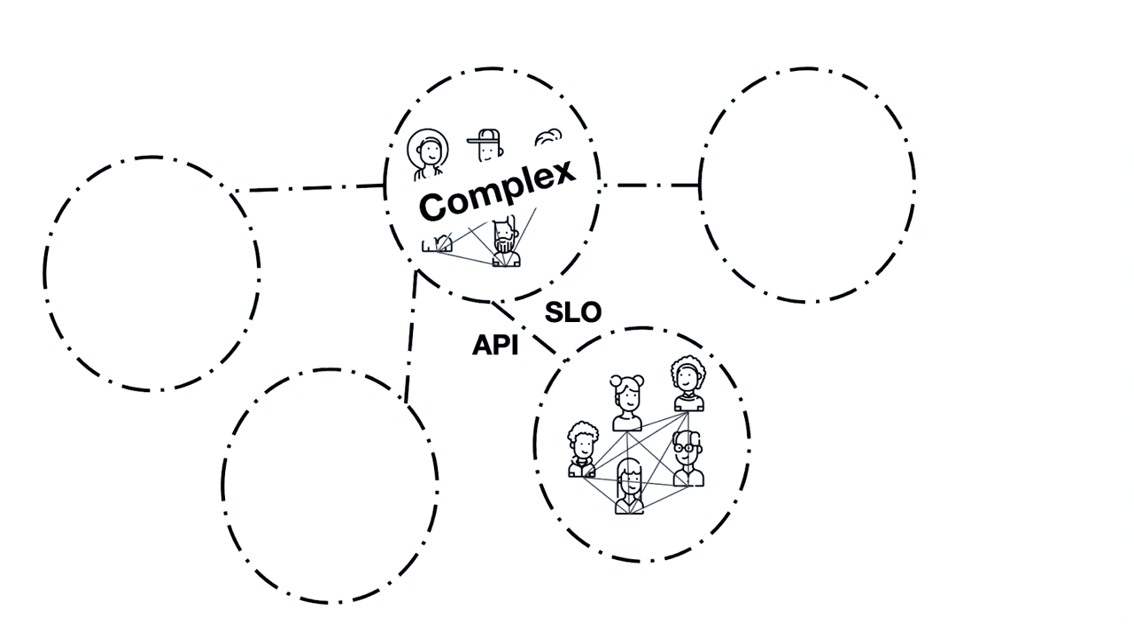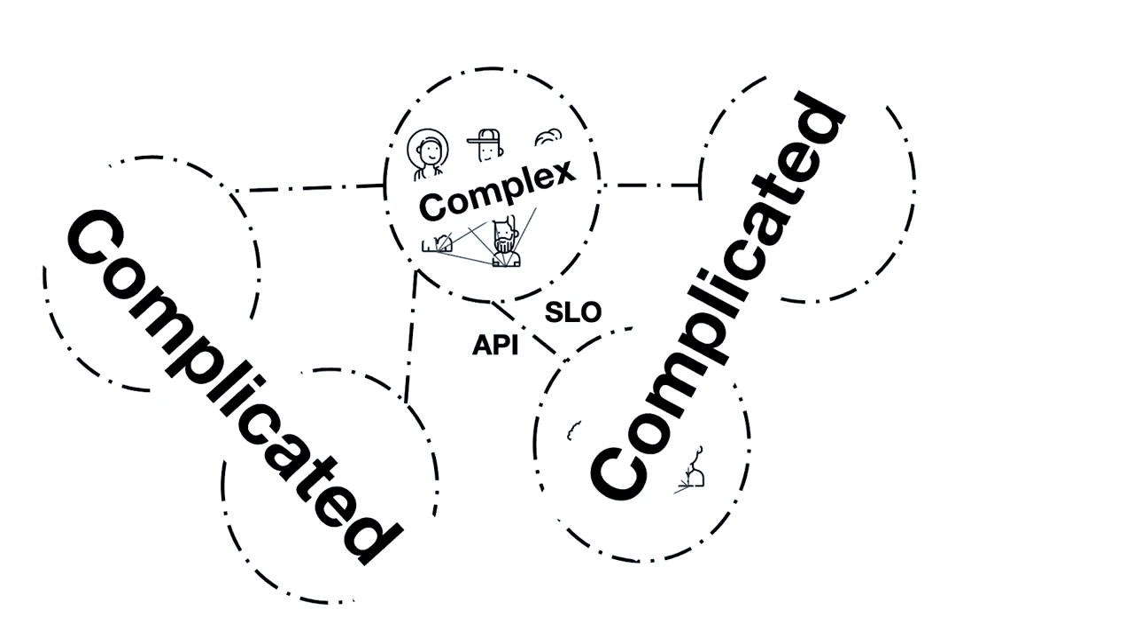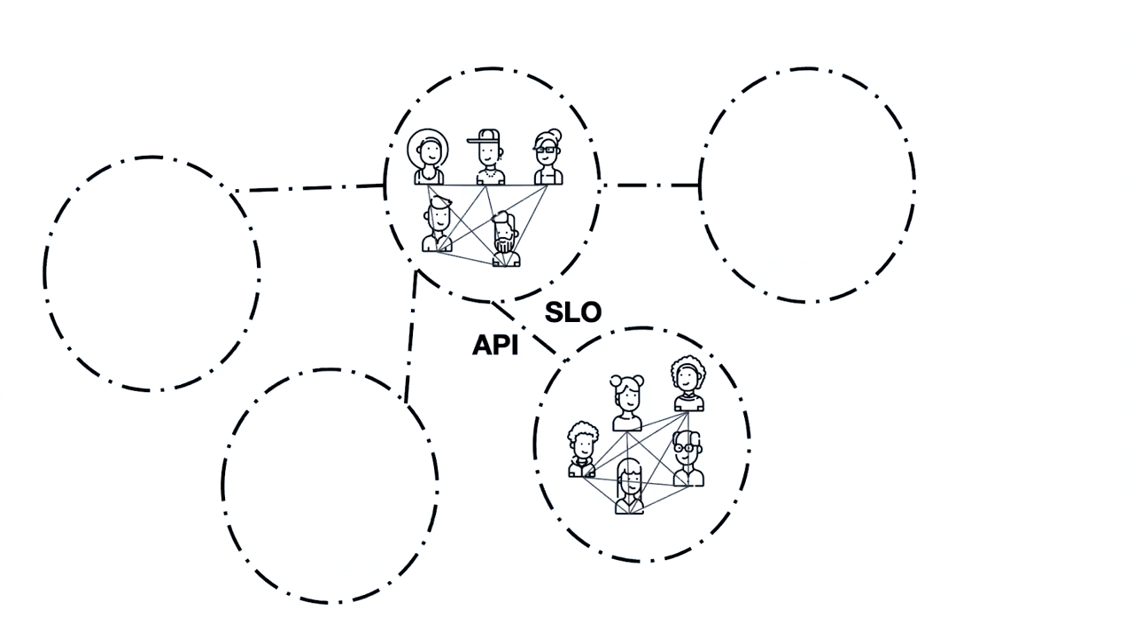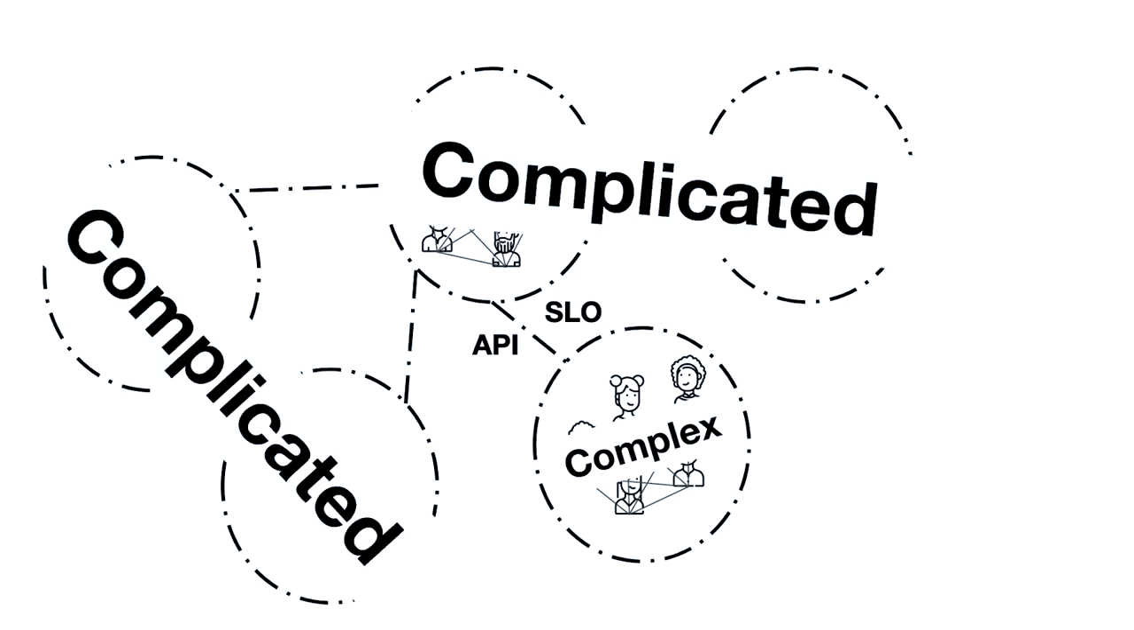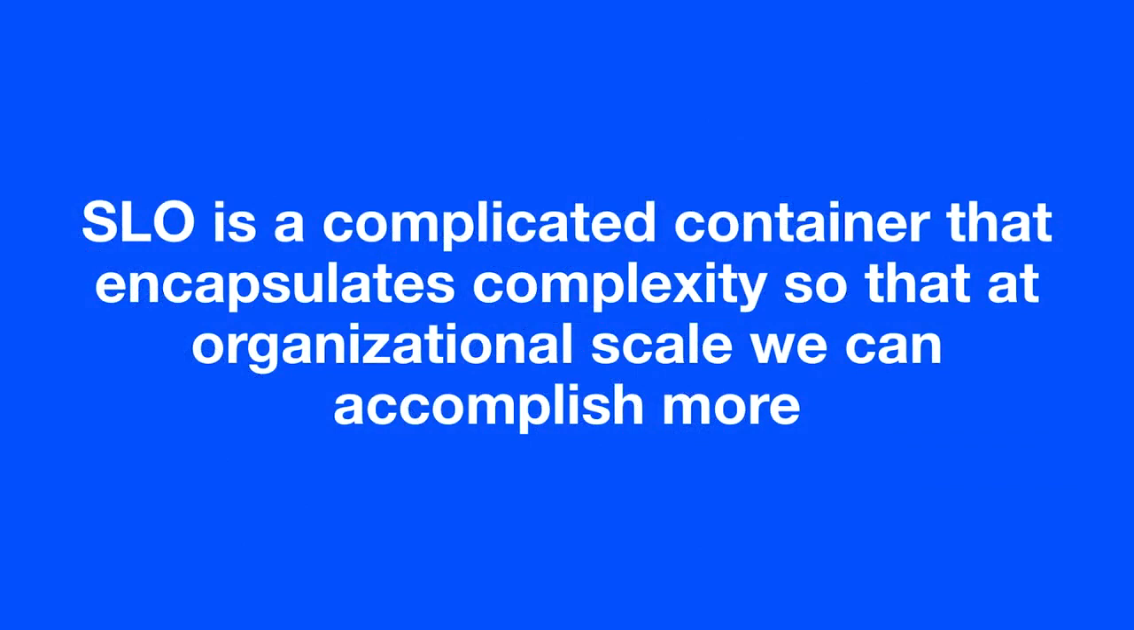Across the 2 circles on the left side and the 2 on the right appear 2 copies of the word complicated. I can treat all my dependencies behind API and SLO abstraction as complicated. And this is because there are people on those teams dealing with their complexity. Within the lower right circle appears the word complex. And they can treat all their dependents behind API and SLO abstraction as complicated. Across the 2 circles on its left and the 2 on its top right appear 2 copies of the word complicated. Blue screen with text: SLO is a complicated container that encapsulates complexity so that at organizational scale we can accomplish more.